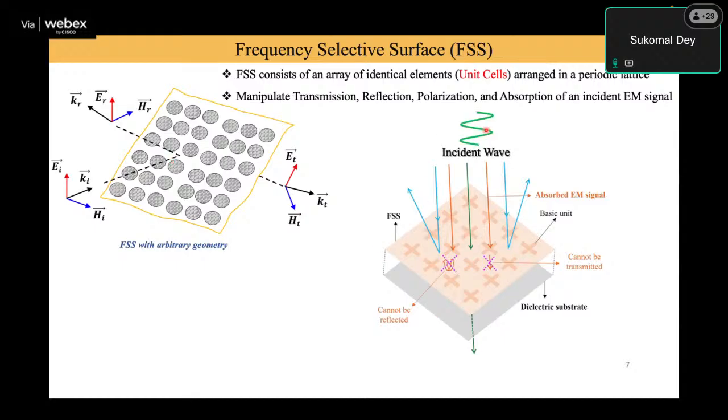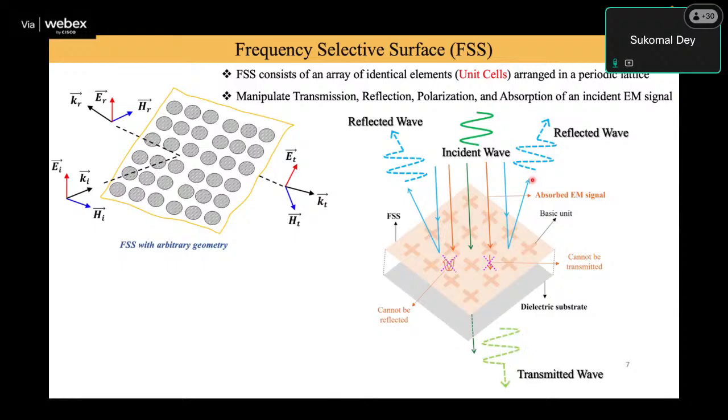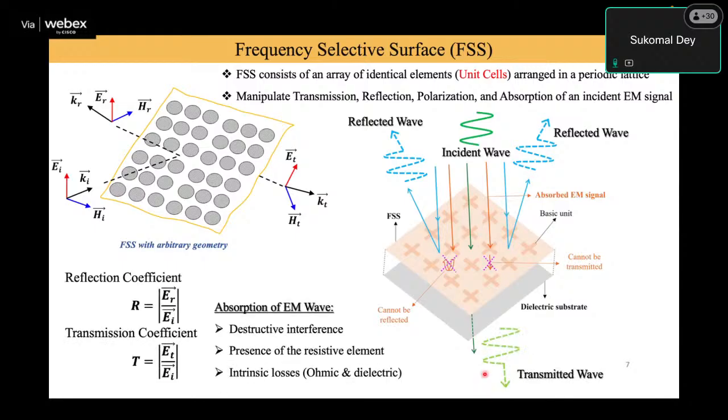Now what is happening whenever the signal is falling onto a surface like an absorber, you have reflected waves from the surface, and you have a transmitted wave simultaneously. You calculate the reflection coefficient and transmission coefficient, and you calculate the absorption of the electromagnetic wave in terms of destructive interference, in terms of the presence of some resistive elements, and in terms of the intrinsic losses associated with the surface. This is all about the absorbing concept.